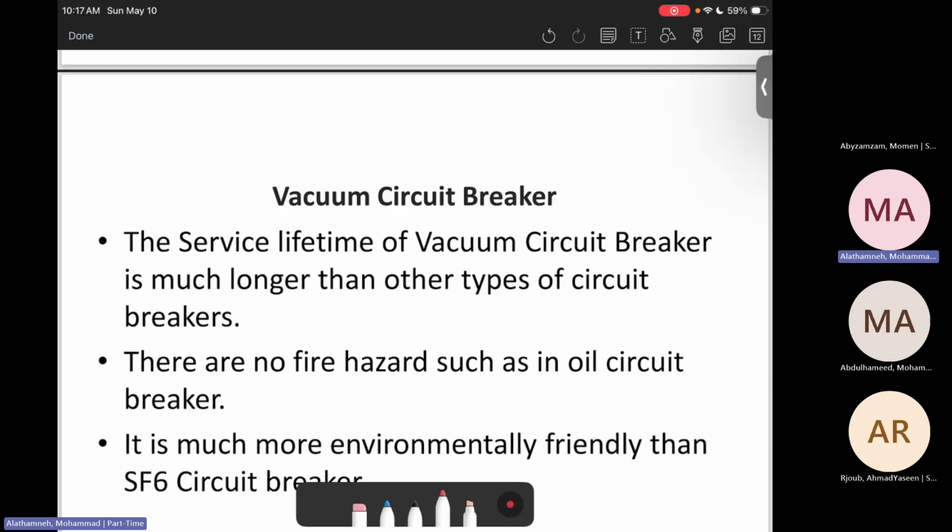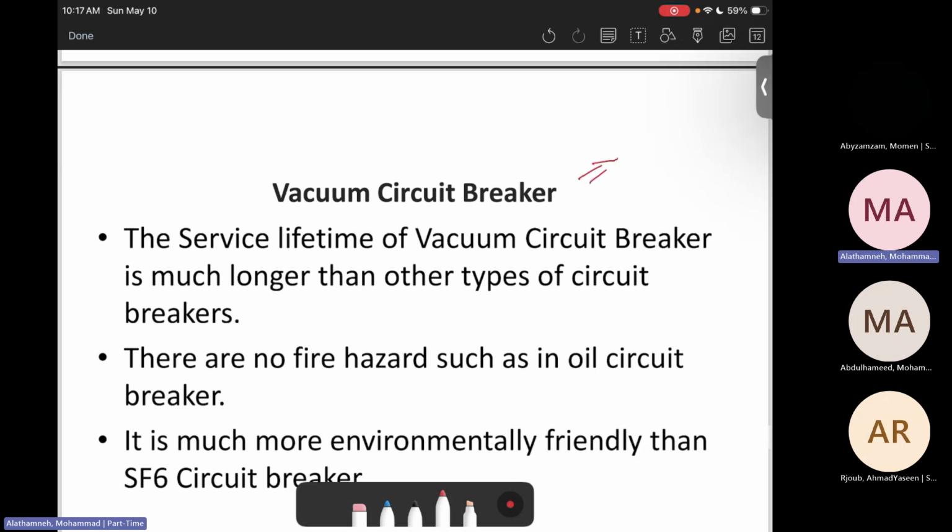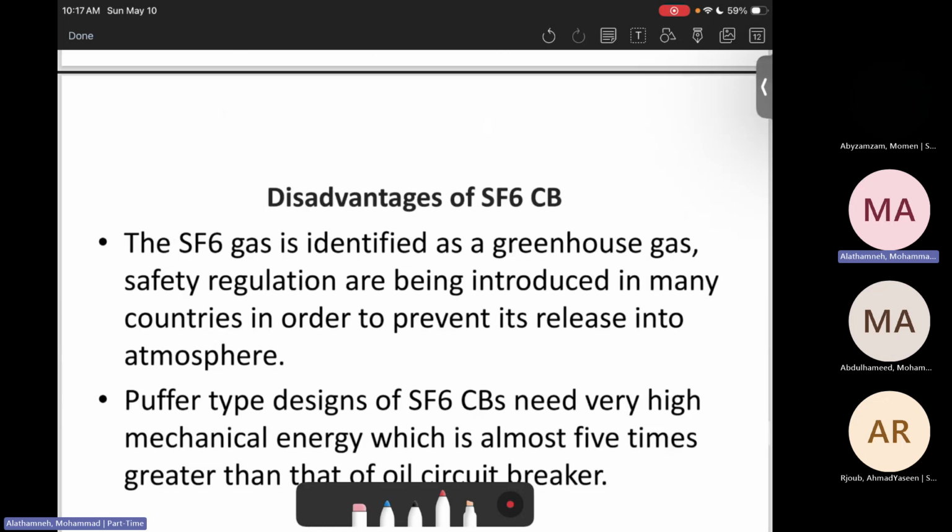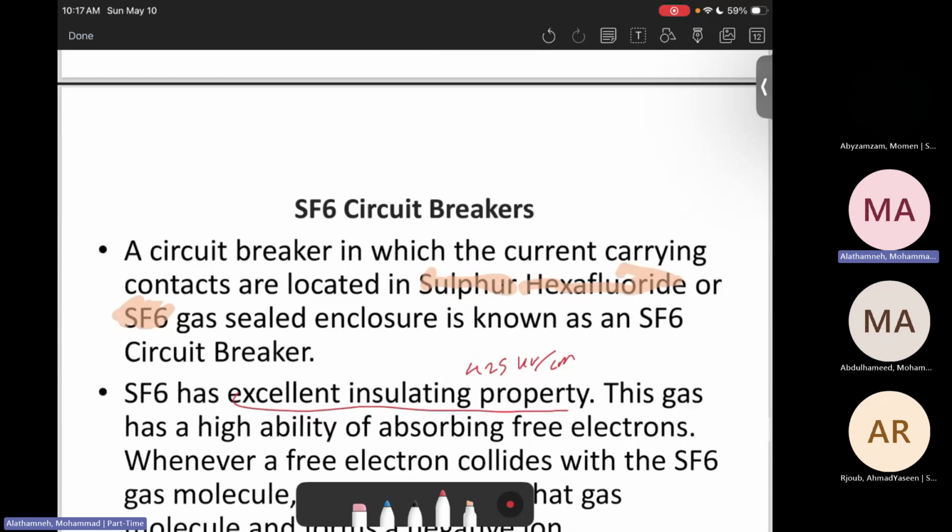Vacuum circuit breaker. The good thing about it is that it has a very long service life, no fire risk, and minimal environmental impact. They are very widely used in medium voltage applications, while SF6 is widely used in high voltage and extra high voltage applications.